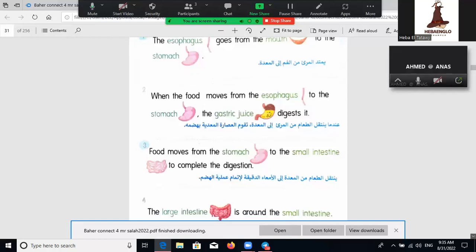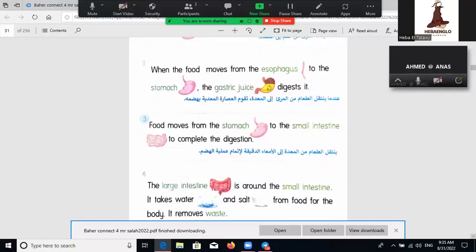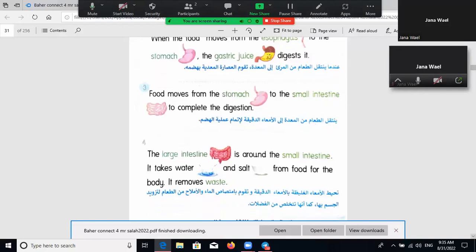Okay, number 3, food moves from the stomach to the small intestine to complete the digestion. So, what is the job of the small intestine? To complete digestion. So, the digestion process is completed in the small intestine. Okay, so after the stomach, it goes to the small intestine.